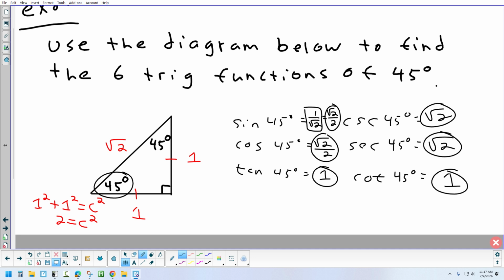So if I ask you to find the 6 trig functions of 45 degrees, those are the answers. But if you forget them, you should be able to draw your own 45, 45, 90 triangle and figure them out if you had to. The size of the 45, 45, 90 doesn't matter. If you did a 2 and a 2, then this would be square root of 8, because it would be 2 squared plus 2 squared, which is 8. And then you take the square root. So it would all reduce to the same numbers. All right, so 45, you can figure that out on your own.